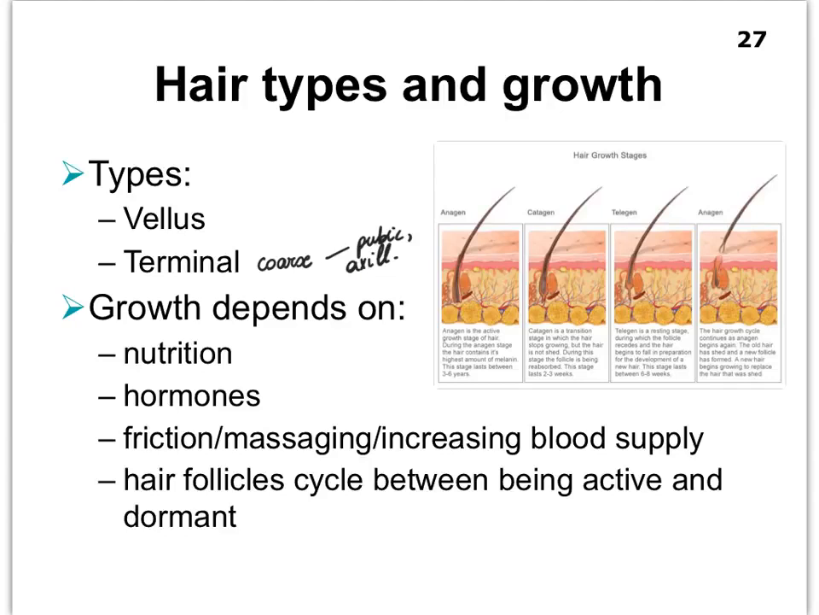What promotes growth in hair is proper nutrition, obviously. Hormones, as you know very well, it's not until our sex hormones kick in around puberty when we start to grow hair in our axillary region and regions in our pubic region. Anything that increases blood flow into our hair follicles, such as massaging or repetitive rubbing or friction, is also going to help with hair growth, because clearly that is going to bring in the nutrients to the hair follicle and remove the wastes.